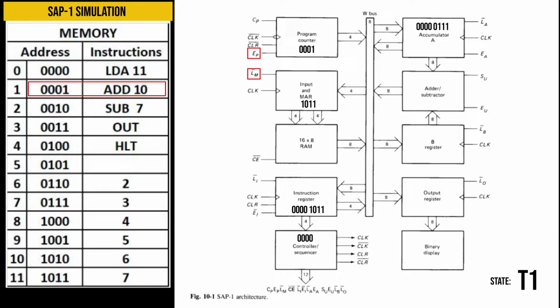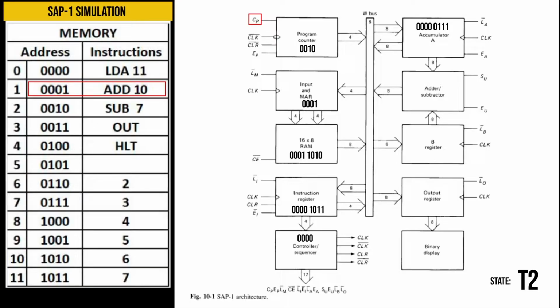At T1, we'll have another address, the 001, and then the add 10. So we'll have the EP and LM activated, enable program counter, and the LM from the input and MAR. As we can see, the value 001 from the program counter moved to the input and MAR, and then gave its 8-bit value. At T2, increment the 001 into 2 in its decimal value.